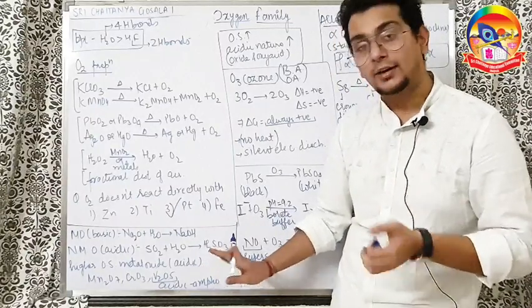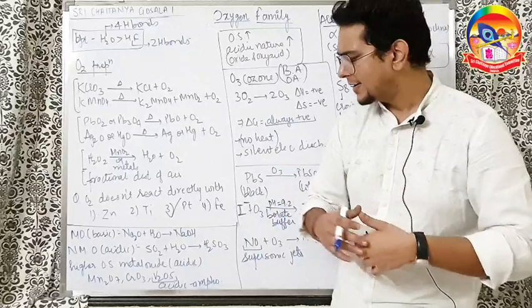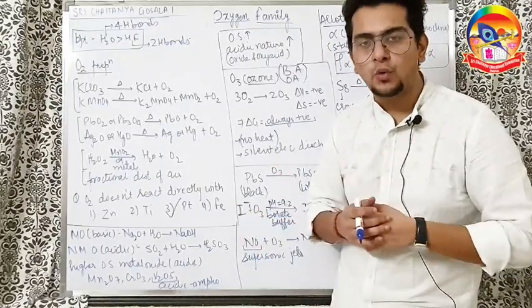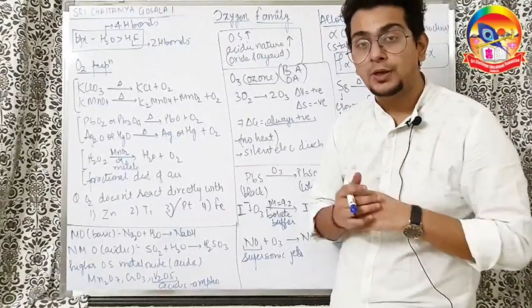Why? Because they contain oxygen also. So like SO2 goes in water, H2SO3. SO3 goes in water, H2SO4. In the last chapter, we saw P4O10 going in water, H3PO4. P4O6 going in water, H3PO3.